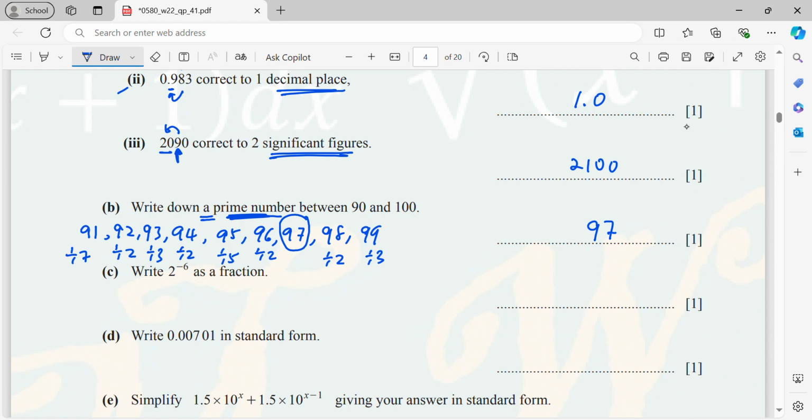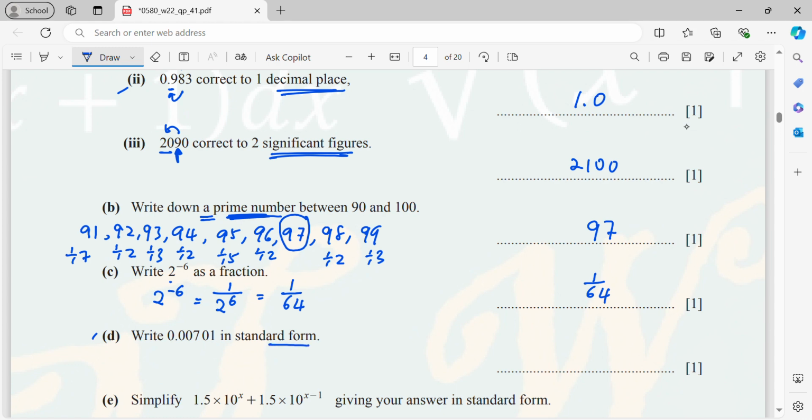Now for C, write 2 power negative 6 as a fraction. So whenever you see a negative power, you write 1 over. Then the remaining 2 power 6, just write in the denominator. And now you just calculate 2 power 6, which is basically 64. That is a fraction.